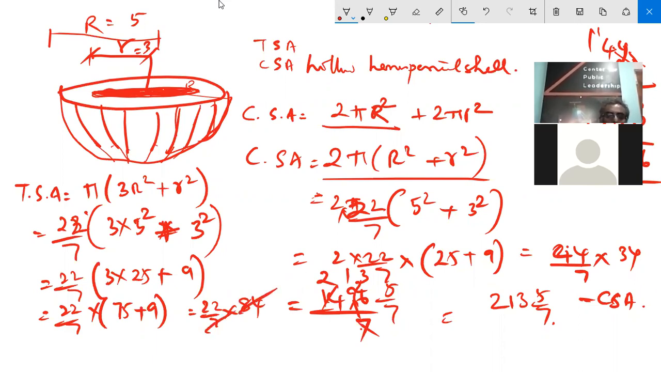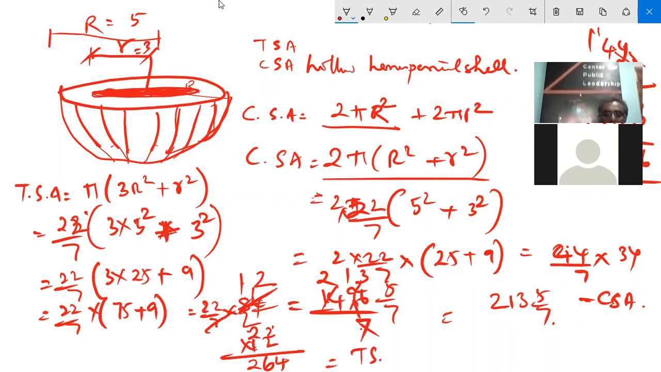How many times? In 8 how many times will it go? 1 time, sir. Remainder is 1. In 14, how many times will it go? 2 times. Okay. So 22 into 12 is the answer. 12 into 2 is 24. Plus 2, 26. So the TSA is equal to 264.